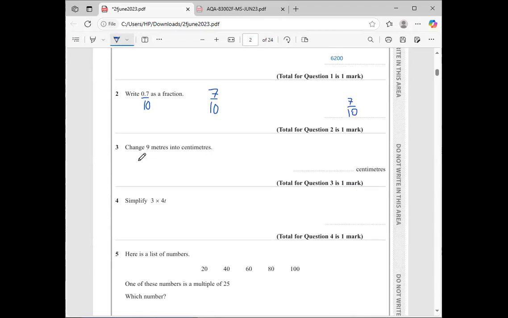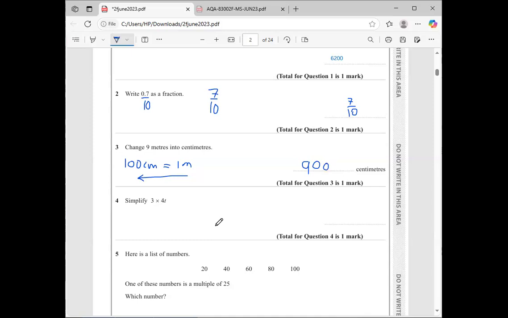Change 9 meters into centimeters. What's the conversion measure for this? 100 centimeters equals 1 meter. Yes, correct. So if I want to convert from meters to centimeters, that means I'm going in this direction, isn't it? Yes. And that means I'm going from 1 to 100. That looks like multiplication to me, right? Yes, 900. So that's going to give me 900 centimeters.